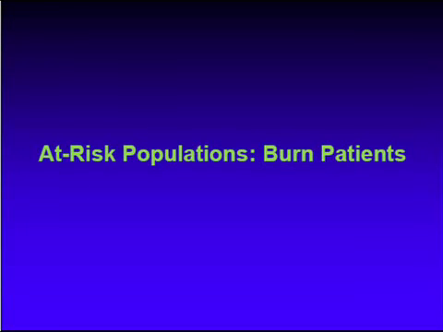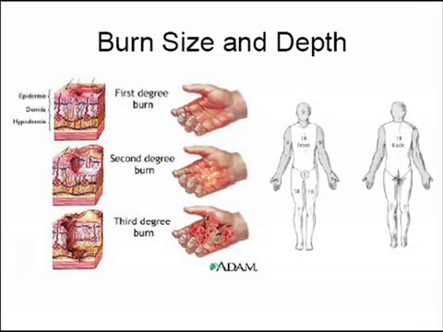We will now move on to a more detailed description of at-risk patient populations, specifically burn patients. This slide shows comparison of burn size and depth. On the left, we have the type of burn, and on the right, we have the actual burn size calculation based on the rule of nines. So let's start off on the left, burn depth. We have first degree burns, second degree burns, and third degree burns.